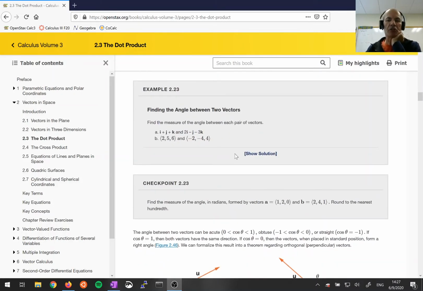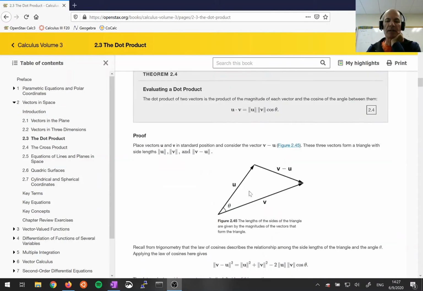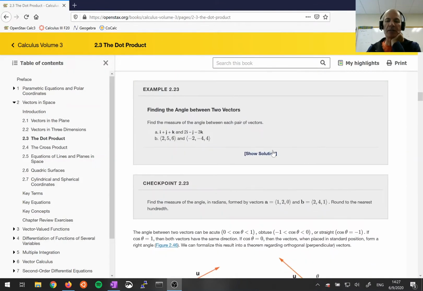Okay, a couple of applications here. We can find the angle between a pair of vectors by computing the dot product. In other words, the left-hand side here, computing the magnitude of one, the magnitude of the other, and dividing. You can see that here in this quick example.